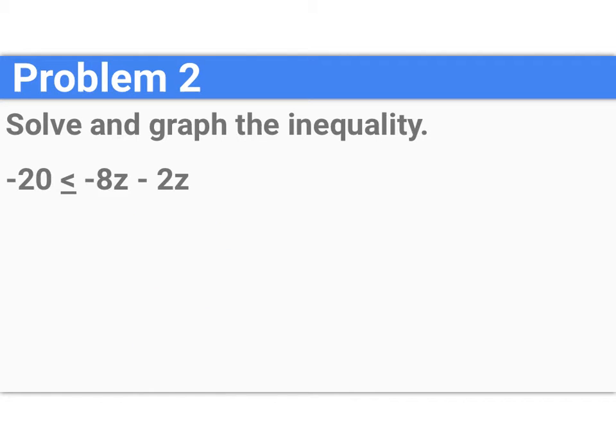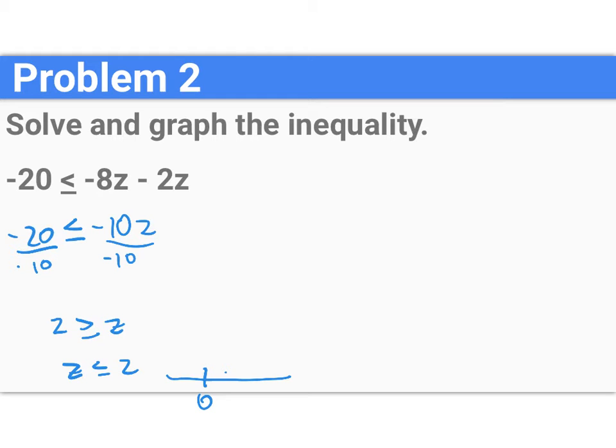So let's show you what I'm talking about from the last problem with this problem. So you got negative 10z is greater than or equal to negative 20. I divide by negative 10. I divide by negative 10. We get positive 2. The sign flips. 2 is greater than or equal to z. Switch everything around.